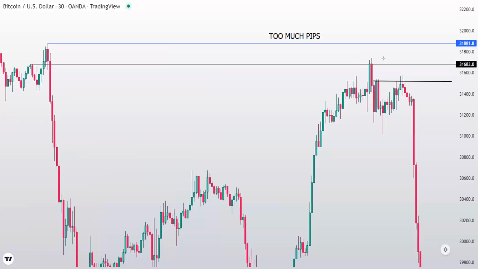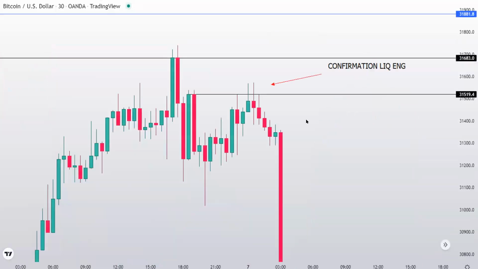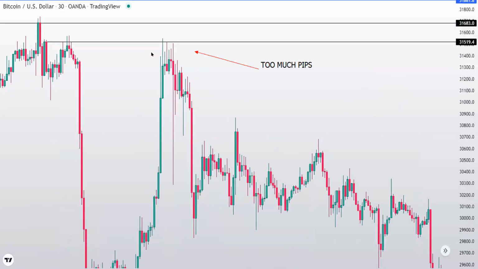I took this entry, the first entry. Also, I took the second entry based on reactive liquidity engineering, but also it was also liquidity inducement engineering. Later on, the market came, tap into the entry point, and I hold this trade 1,000 pips, I remember, but it almost went to 1,200.